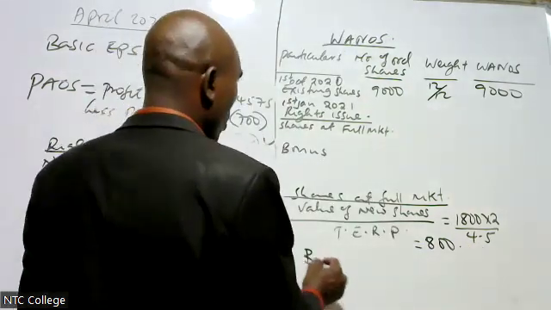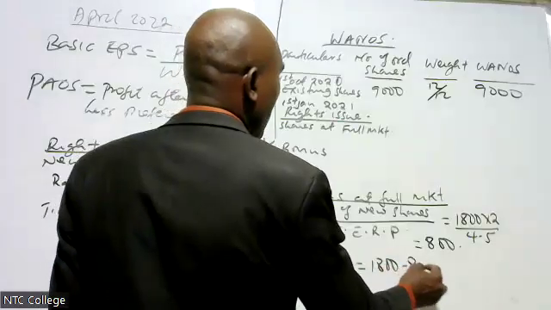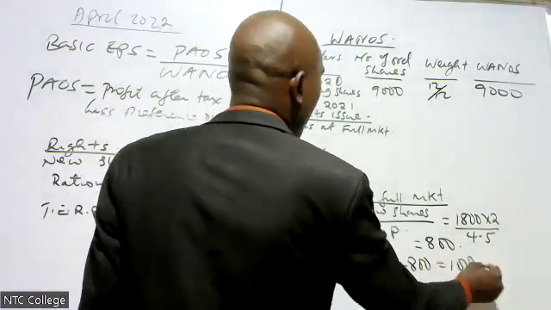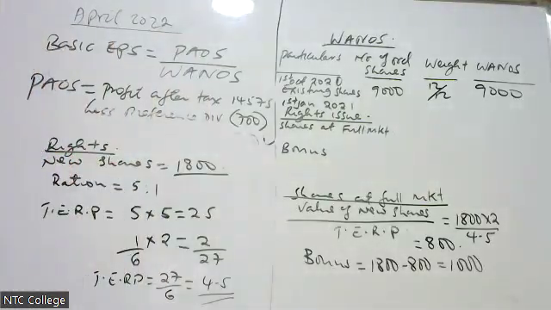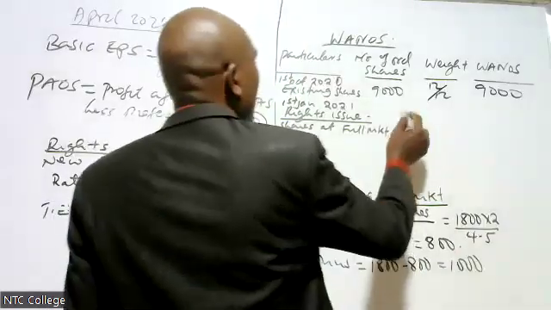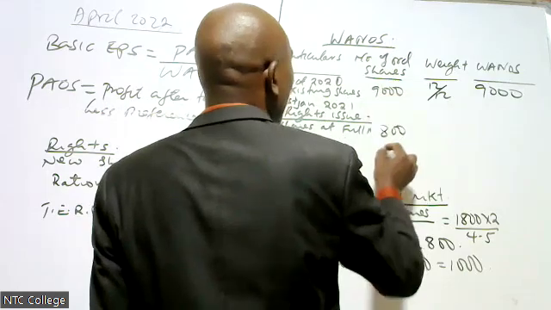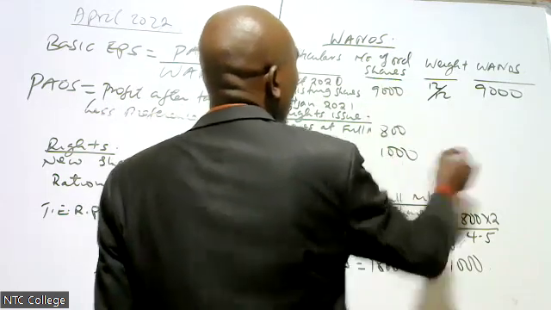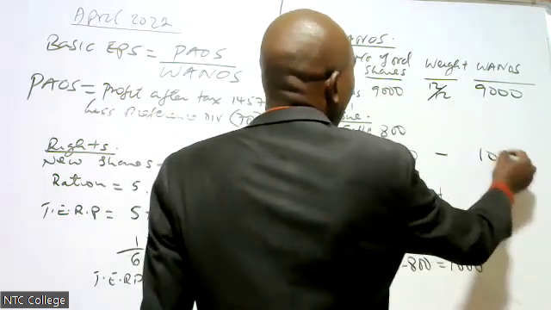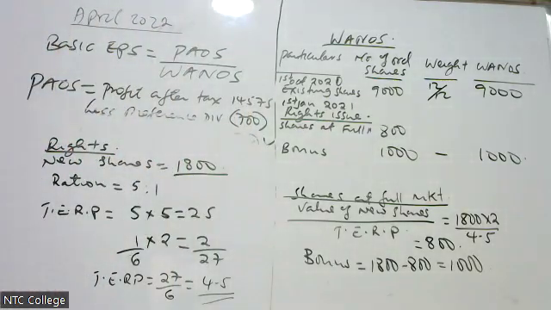Then my bonus equals 1800 minus 800 equals 1000. Those ones you don't weight on time basis. Therefore, when I come to my schedule here, shares at full market is 800. Bonus is 1000. Bonus you don't weight. Therefore, our one-offs will be 1000. But shares at full market, we weight.